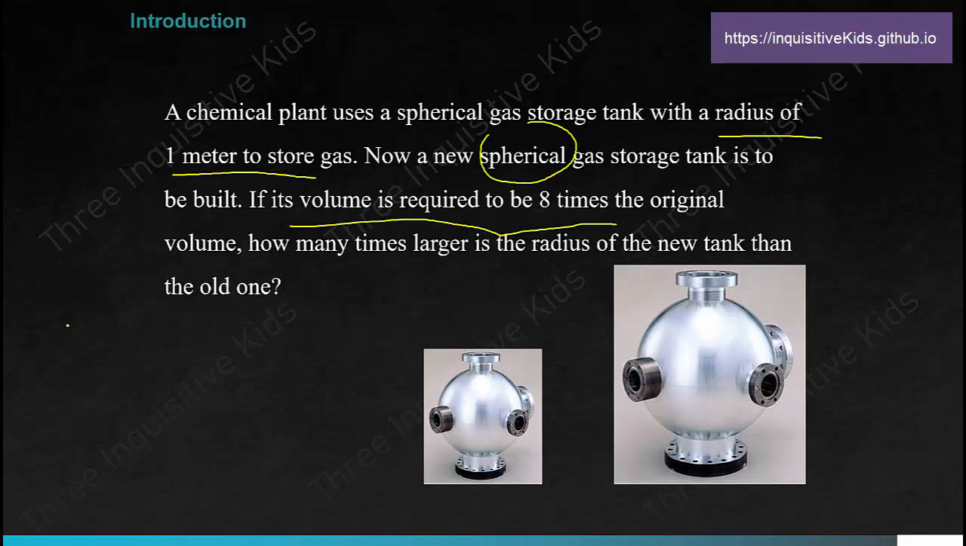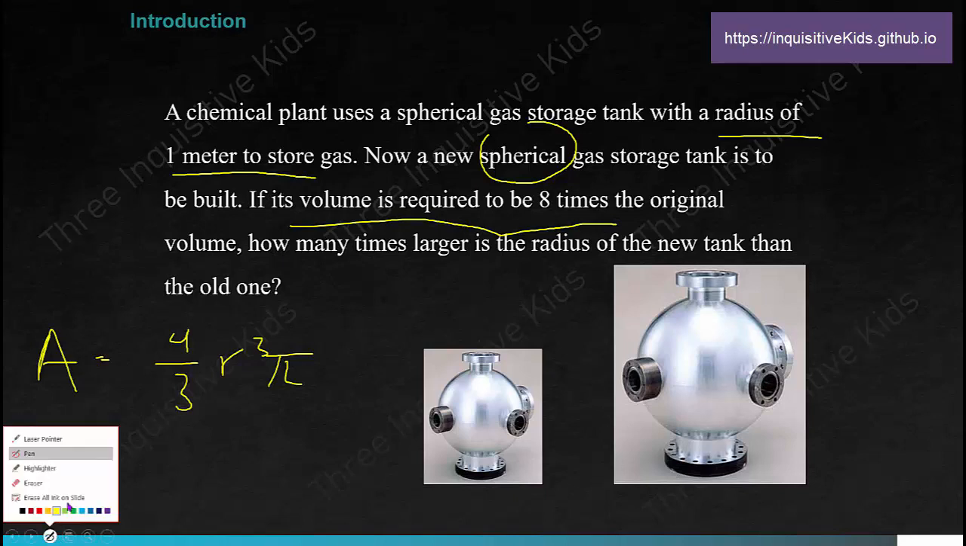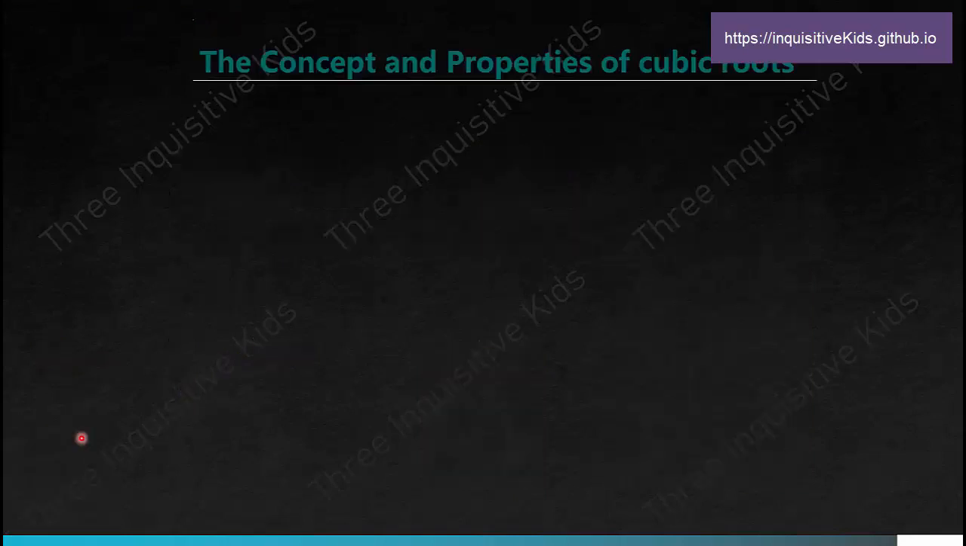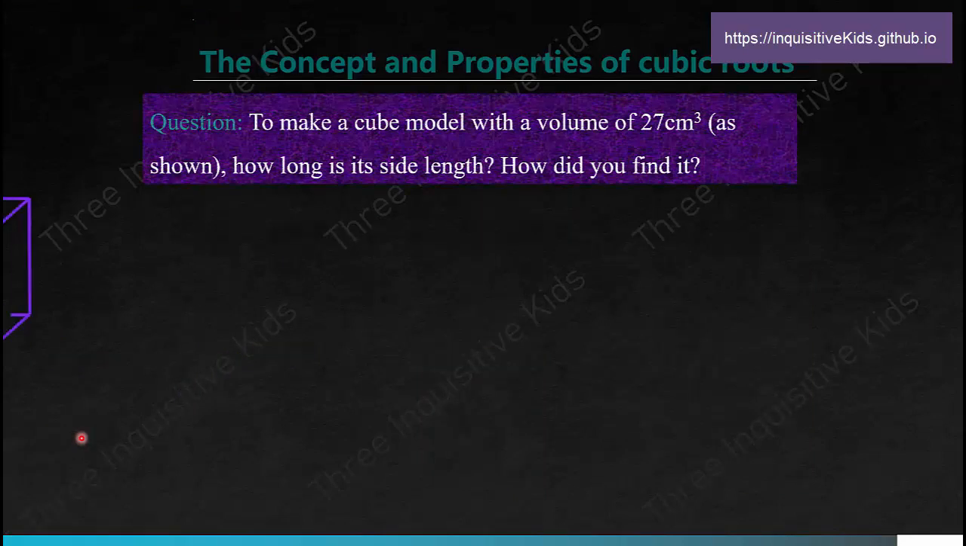Remember, how to calculate a sphere is that the volume of a sphere is equal to 4/3 times pi times the radius. The radius is cubed. Okay, now we're just going to be pondering this, but then let's go into the concept and properties of cube roots.